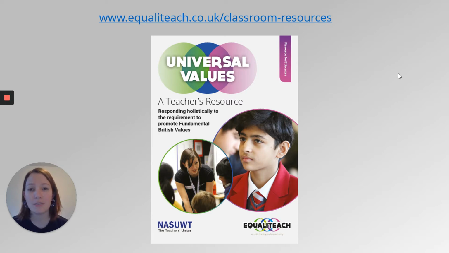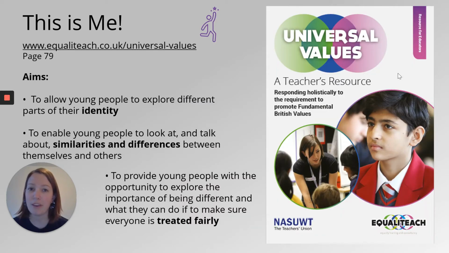Today's activity is taken from our Universal Values resource, which was developed in partnership with the NASUWT Teachers Union to provide guidance and resources for schools on embedding inclusive values education. The activity we're looking at today is called This Is Me and can be found on pages 79 to 81 of the resource, and is an activity that can be done at home or school with children aged 6 to 10. The activity allows young people to explore and celebrate aspects of their identity, to discuss similarities and differences, and provides them with an opportunity to think about how we can make sure that we're treating everybody fairly.